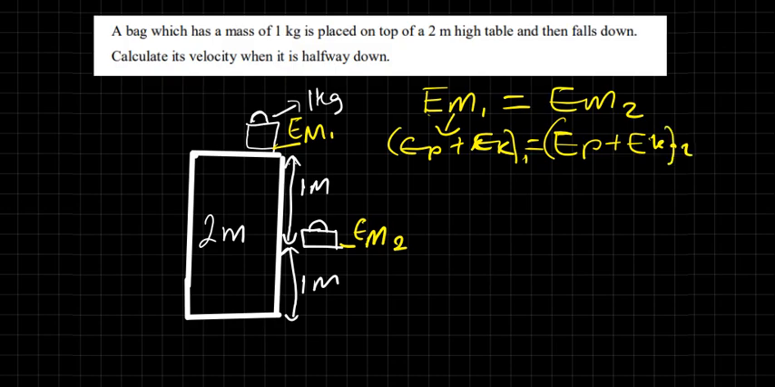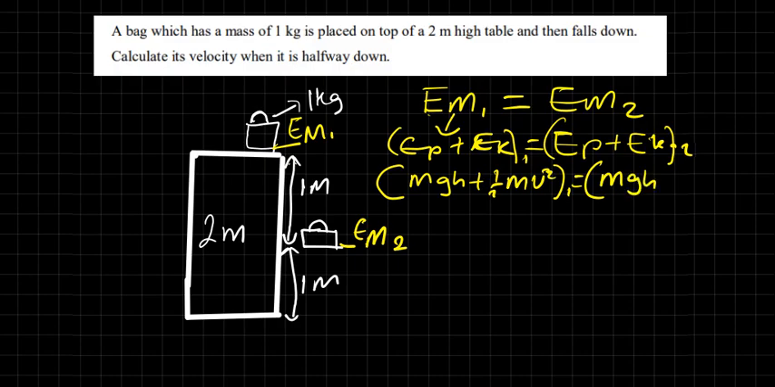at position 2. And we can expand this to say the EP, or the gravitational potential energy, is mgh plus half mv squared at 1, is equal to mgh plus half mv squared at 2.